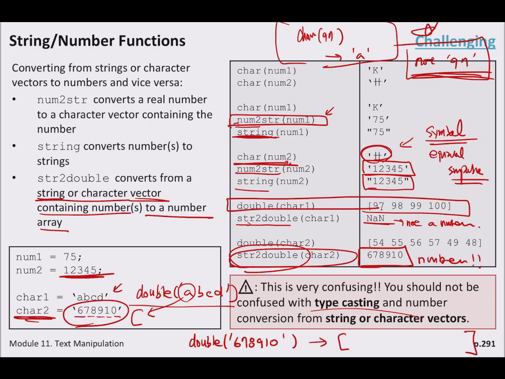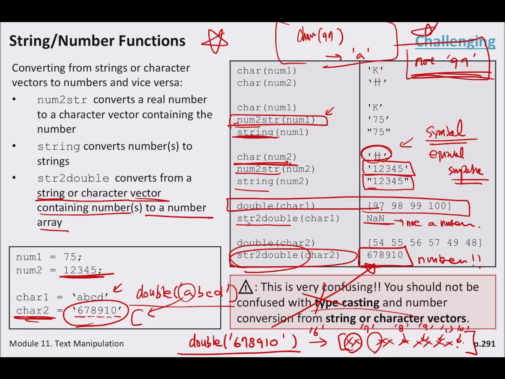That is the numeric array, where the first element is equivalent to the numeric value of this one, the second value is this one, 8, this one, 9, this one, 1, this one, 0, this one. Okay, numeric value. This will not become this one. This is extremely confusing, I know, but you can refer to this slide.